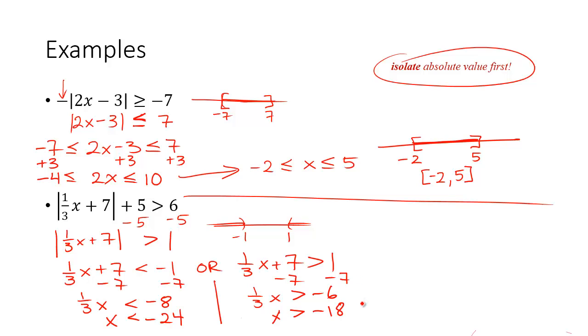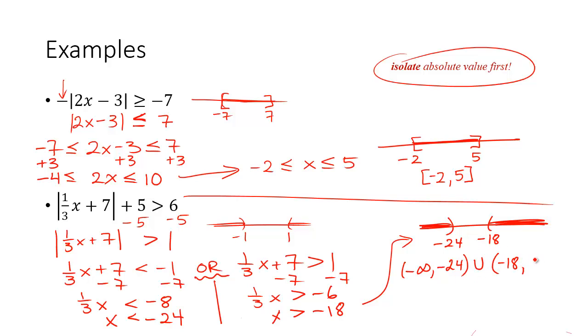So when we put both of those on one graph, we get x's are less than negative 24, and by this we mean or, x's are greater than negative 18. So we can write that using interval notation. And there you have it.